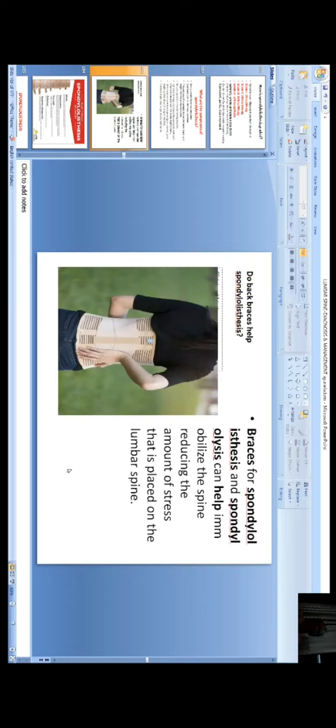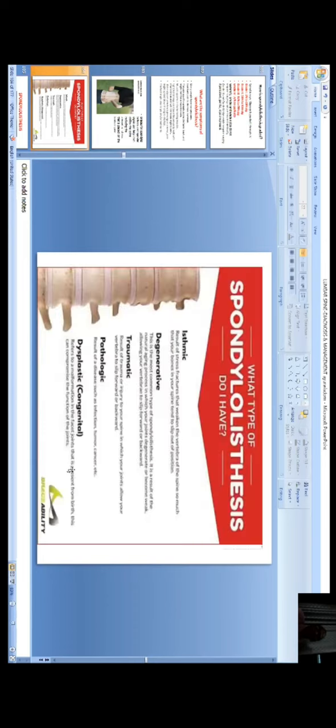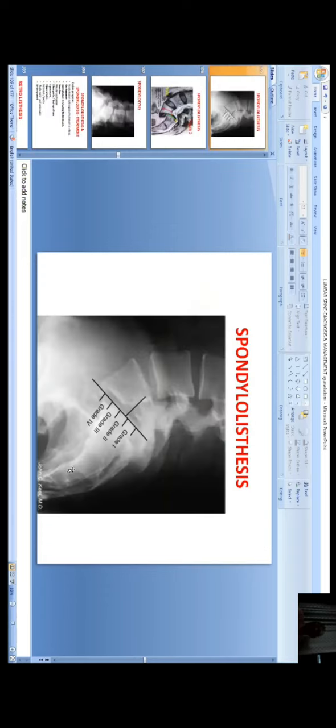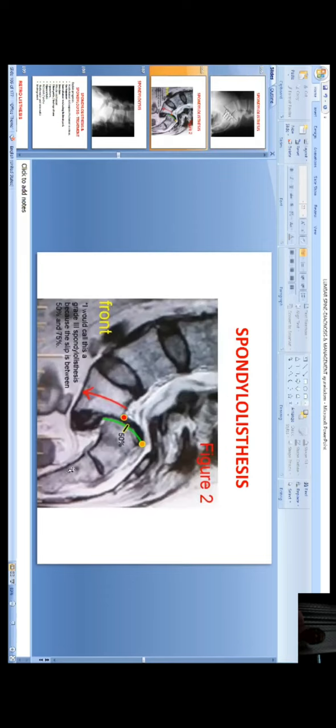Here you can use braces or lumbar corsets, etc., to avoid further displacement of the vertebra. Braces for spondylolisthesis, spondylolysis. These are the types of spondylolisthesis: isthmic, degenerative, traumatic, pathologic, and dysplastic, that is congenital. This is an X-ray showing the grade, that is second degree, between 25 to 50 percent displacement of L5 over S1. This is another one showing more than 50% displacement.